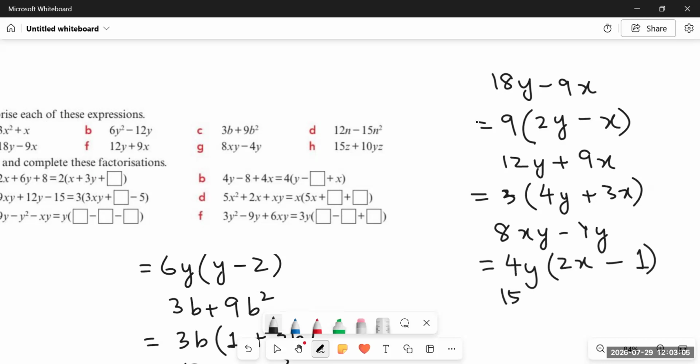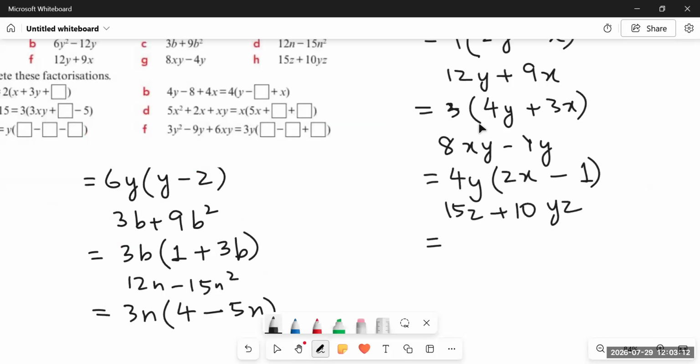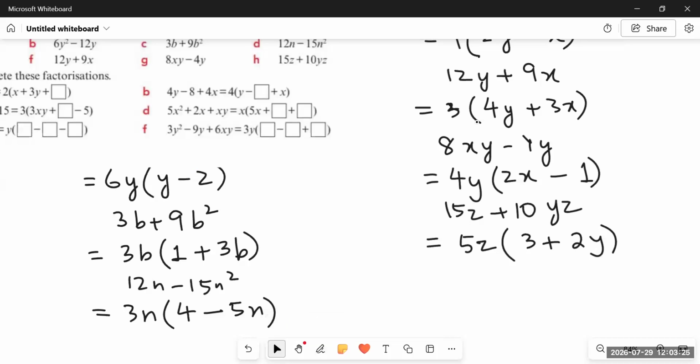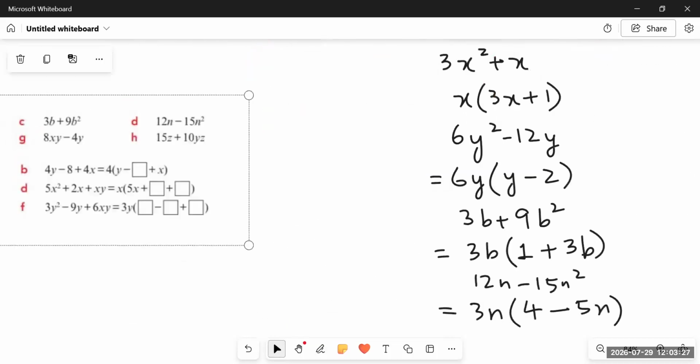And between 5z plus 10yz, what's in common? Between 15 and 10, we have 5 in common. And between yz and z, z is in common. Let's open up the bracket. 5 3s are 15. Nothing is left over in variable. Plus 5 2s are 10, and here comes y. So that's the answer. Now let's move to question number 10.